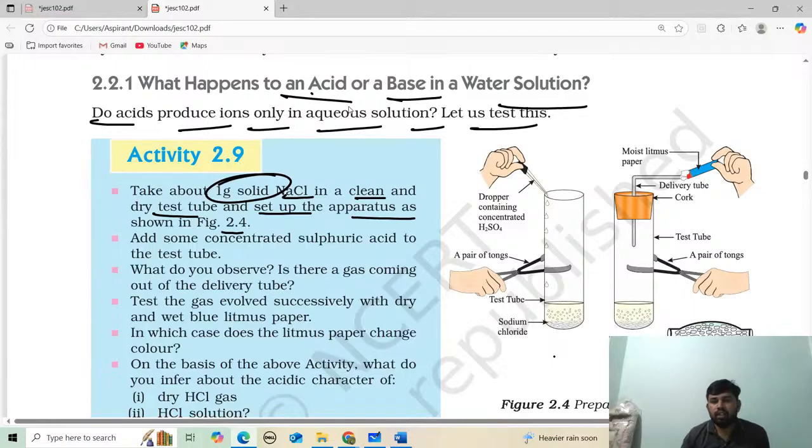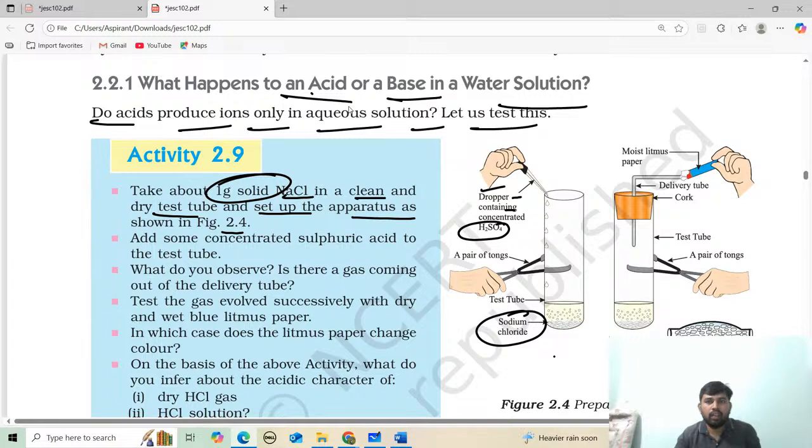You can see here they have given sodium chloride. They are taking it in a test tube and adding concentrated H2SO4 from a dropper, and then closing with a rubber cork. There is one glass tube inside, and through this glass tube a gas is produced. Let me write the reactions. Let us discuss here.